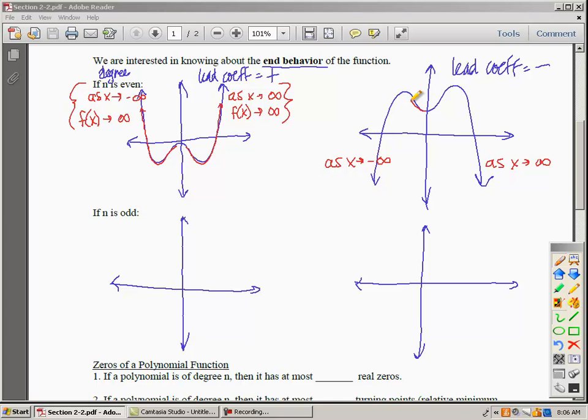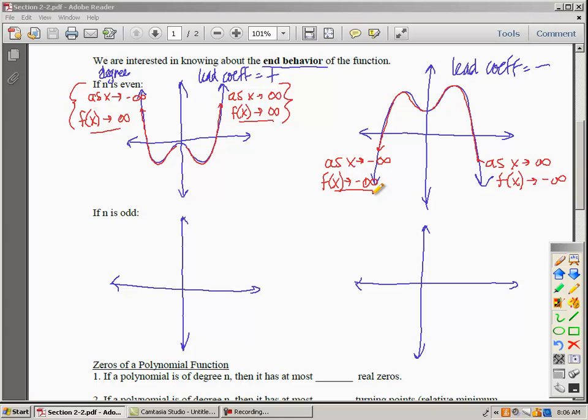So I'm going to trace. As I go to the left on this graph, my graph is going down. So f of x approaches negative infinity. As I go to the right, my graph is also going down, so f of x approaches negative infinity. So when the degree is even, no matter if the coefficient is positive or negative, my graph is going to go in the same direction at both ends. If it's positive, it goes up. If it's negative, it goes down.